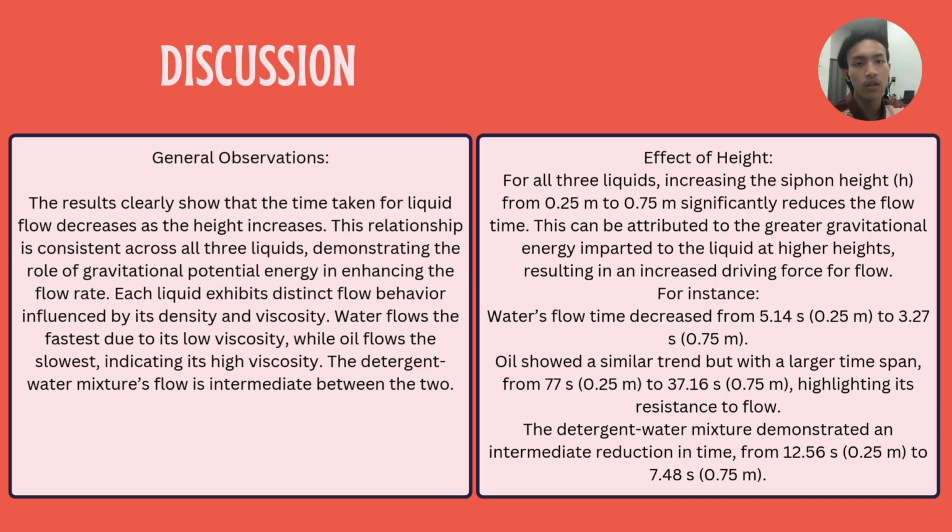General observation. The results clearly show that the time taken for liquid flow decreases as the height increases. This relationship is consistent across all three liquids, demonstrating the role of gravitational potential energy in enhancing the flow rate. Each liquid exhibits distinct flow behavior influenced by its density and viscosity. Water flows the fastest due to its low viscosity, while oil flows the slowest, indicating high viscosity. The detergent water mixture flows in the intermediate between the two.